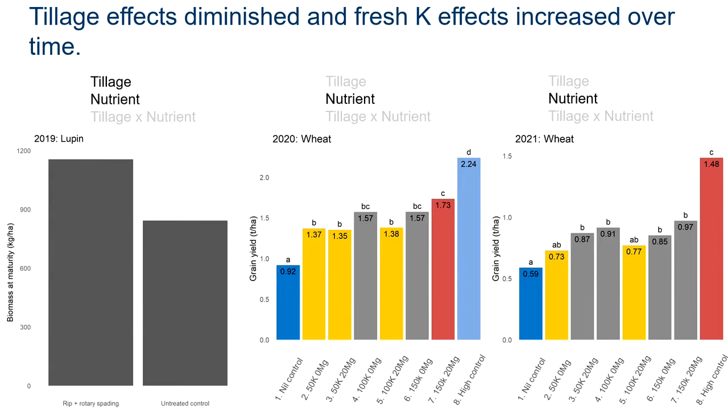But our first indication of magnesium playing a role: 50 of K on its own is not enough to get a jump above the untreated control, but 50 of K with magnesium was. So it's actually our first indication that magnesium's possibly playing a role on that soil type.